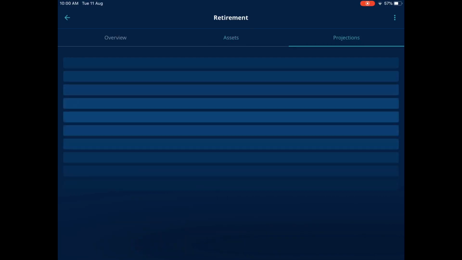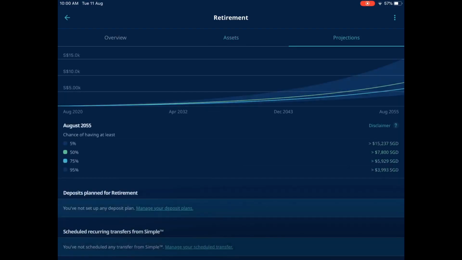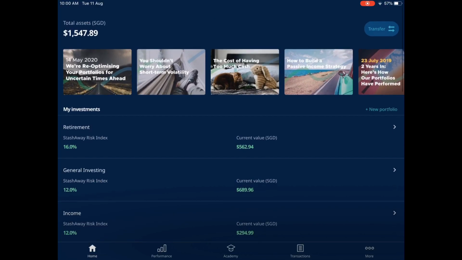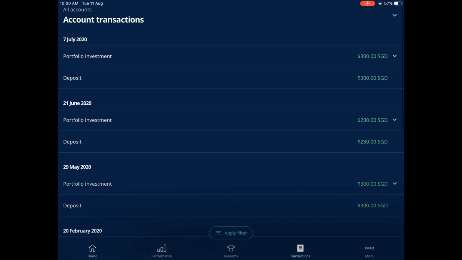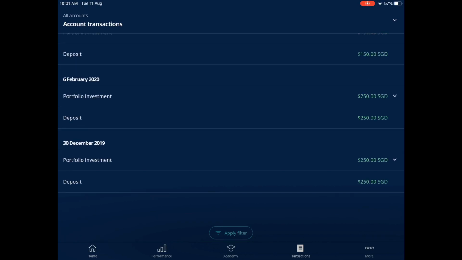Then with the projection, you can also see the projection for the next 30 years down the road, or 35 years down the road. What you will be projected to get is based on the percentage and also the current money you have deposited. So it's quite a clean slate for you to understand the whole overview of what you're investing in and what the projection is. So with that said, the UI overall is quite good, and you can also see your transactions from the start till now.